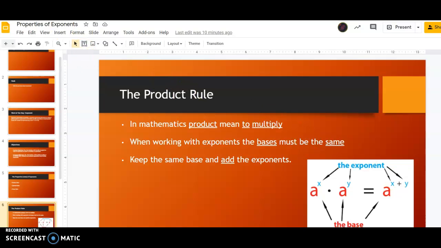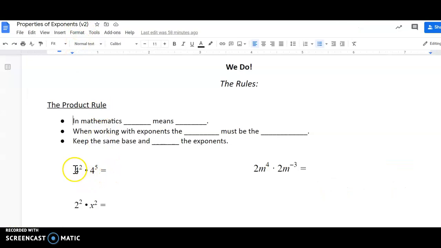So let's look at an example. On your sheet here, you have 4 squared times 4 to the 5th. The 4's are the base. They are the big number holding up the exponent. Are they the same? Yes, they are. Are they asking us to multiply? That little dot means multiplication. Yes, they are, so we can apply the product rule. It states that we are going to keep the same base, so we would keep the 4. To make this into an exponent, hold down your control key and hit period, and it'll go up to an exponent.